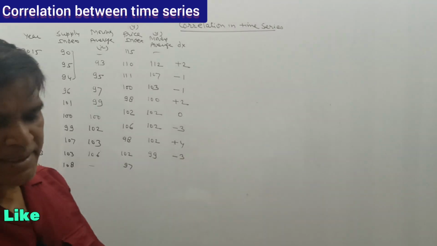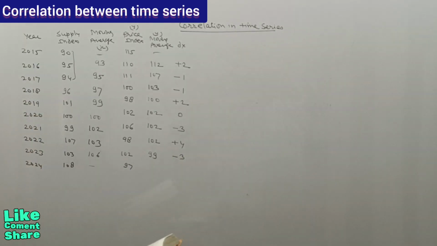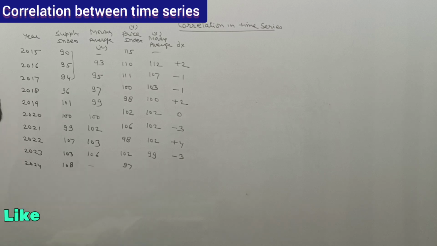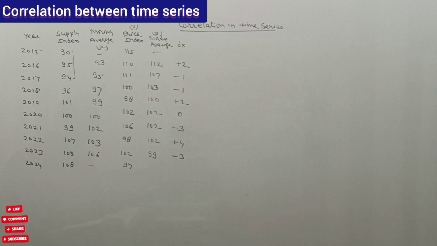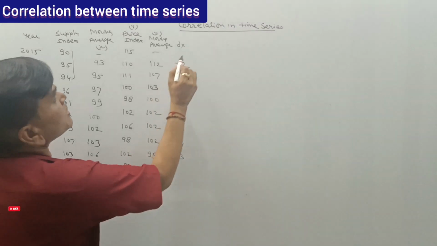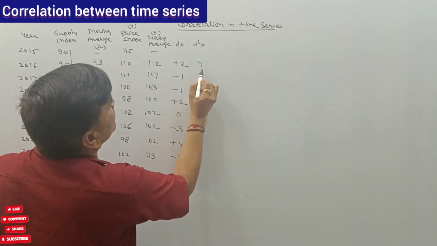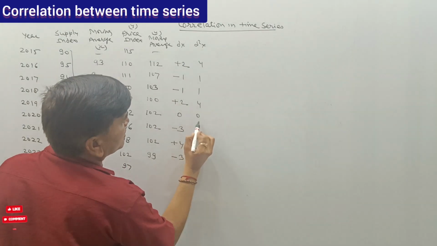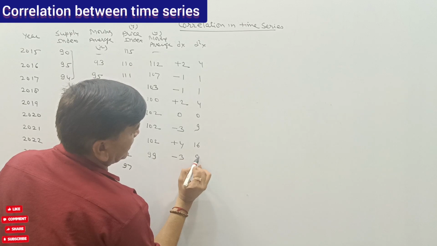The values of dx are minus 2, plus 2, plus 2, minus 1, plus 2, 0, minus 3, plus 4 and minus 3. Okay. So the d square x, that is 4, 1, 1, 4, 0, 9, 16, 9.